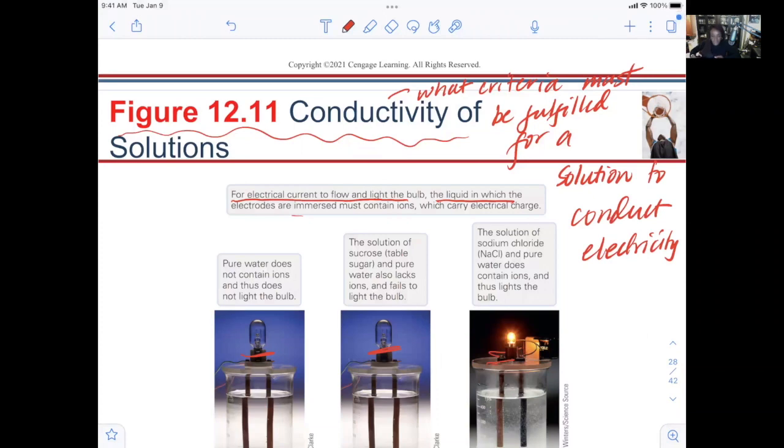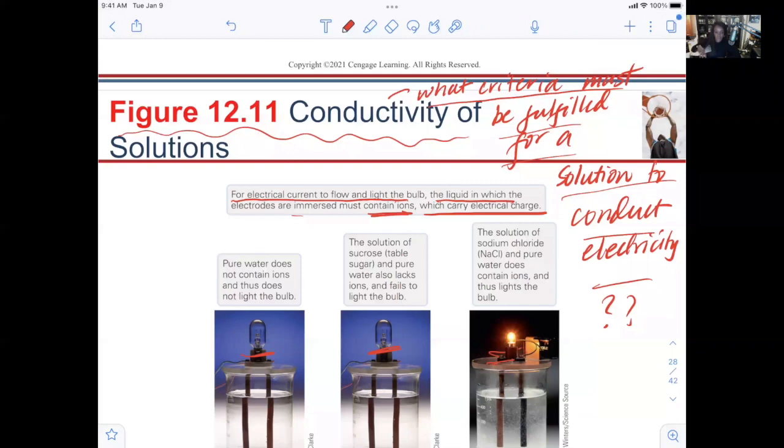So we're being told here, in order for a solution to conduct electricity, there has to be a certain criteria that has to be fulfilled or met. So the question is, what criteria must be fulfilled for a solution to conduct electricity? That's the question we're trying to answer. We are told for electrical current to flow and light the bulb, the liquid in which electrodes are immersed must contain ions. So the requirement here, or the prerequisite, is you have to have ions inside the liquid. And these ions are able to carry electrical charge, okay?